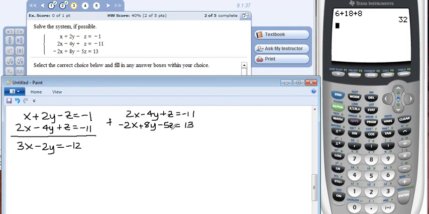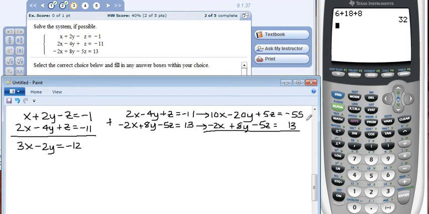So I got to drop my z's. Remember, I have to have the same number, opposite sign. So I want this to be a 5. So I'm going to multiply every single term here by 5. So 2 times 5 is 10. Negative 4 times 5 is negative 20. 5 times 1 is 5. And negative 11 times 5 is negative 55. And I'm not going to alter this one. I'm just going to leave that one alone. Plus 8y minus 5z is 13.